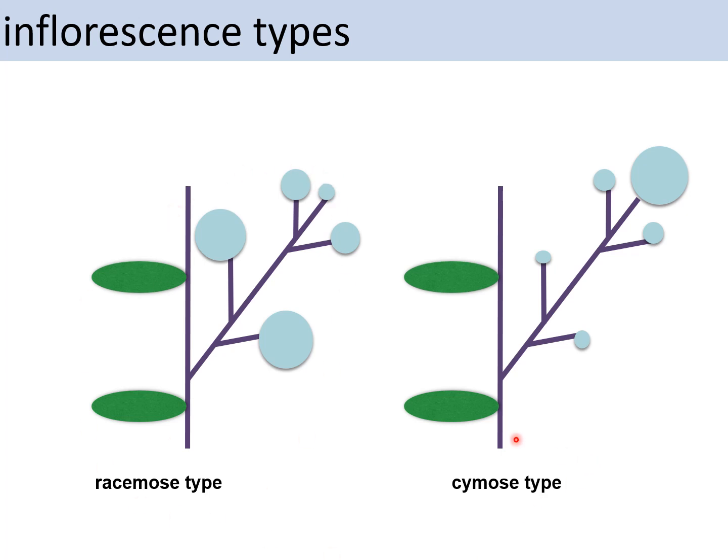For the cymose type, it's different. It is the opposite, because the racemose has the older flowers at the base. Cymose will have the older flower at the top or in the middle, but the younger will be at the base. So this is how racemose type and cymose type are different.